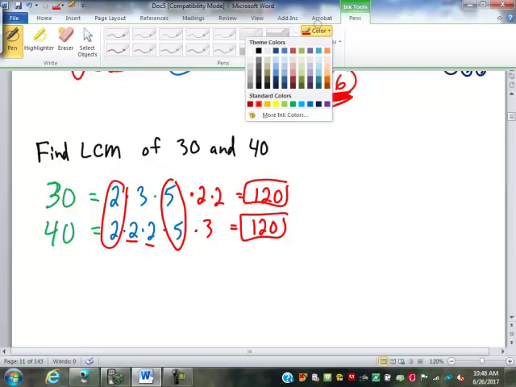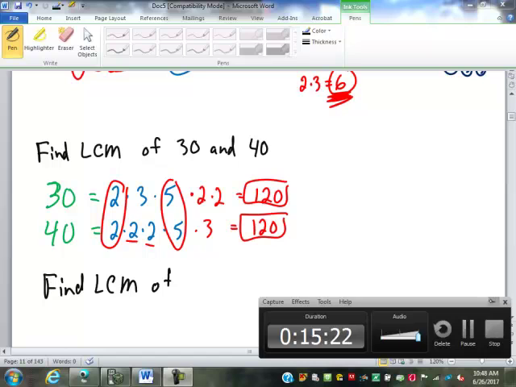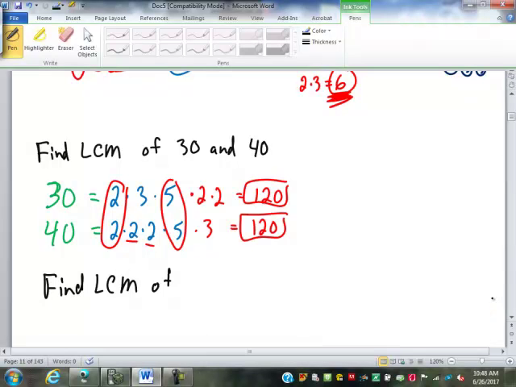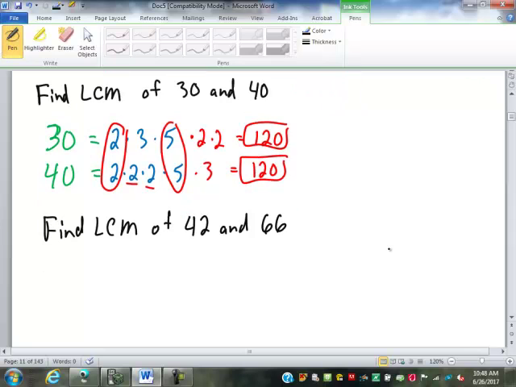Did any of you get that far, or did you guys just get the factors done? Okay. So I'm going to have you guys find this one. Find the LCM of, oh, what's a good one? Of 42 and 66. I'll give you a couple minutes there.